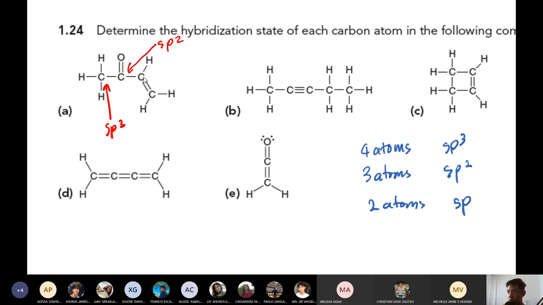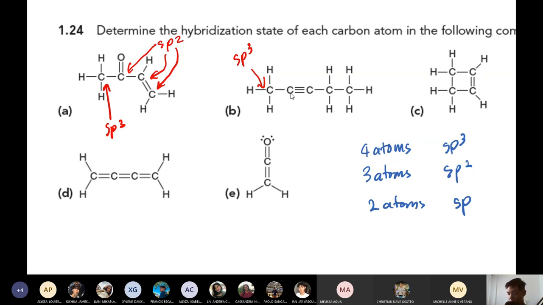About this carbon here, may tatlong atoms around it. This one, that one. So that is also sp2 hybridized, same as the other one. Okay? sp3, sp2. So yun yung sagot dyan. How about this one? So ito, may four different atoms around it. Lahat ay naka-single bond. So that's obviously sp3 hybridized carbon.